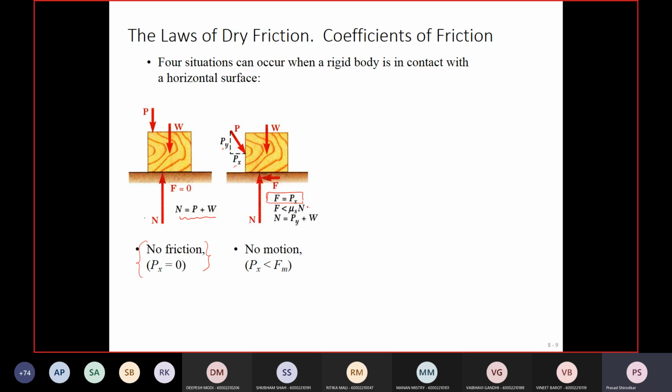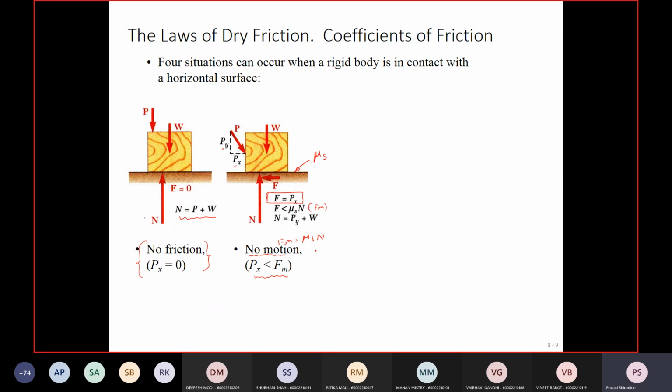Here mu static is the coefficient of friction due to these two interacting surfaces, that is, this wooden block and this horizontal surface. So this horizontal surface has a property of static friction that is called mu s. In this case, the frictional force is less than mu s into N. So in that case, there will be no motion. Or in other words, Px is less than F max, so there will be no motion. This is nothing but F max. F max is nothing but mu s into N.